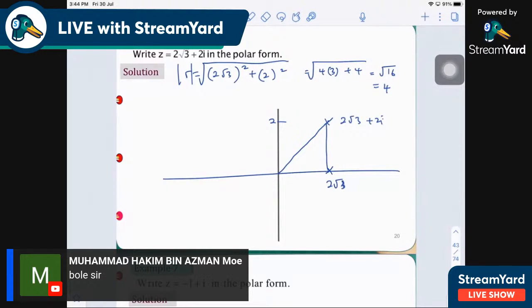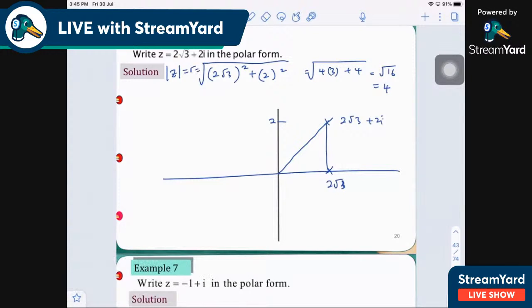Modulus of Z is the same as R here. Let me just write back again. Modulus of Z sama dengan R, sama dengan ni. So kadang-kadang dia tak tanya apa itu R. Dia hanya kata find modulus of Z. You must know lah. Modulus of Z is actually R lah. Understand? Modulus of Z is actually what? R over there. Okay. Itu benda pertama.